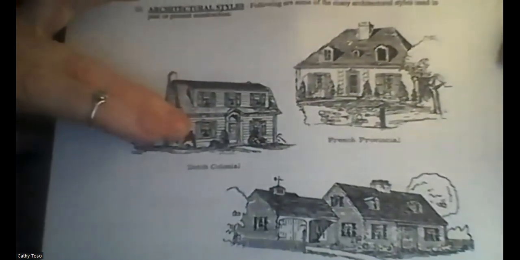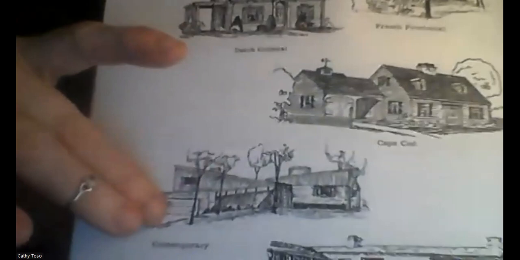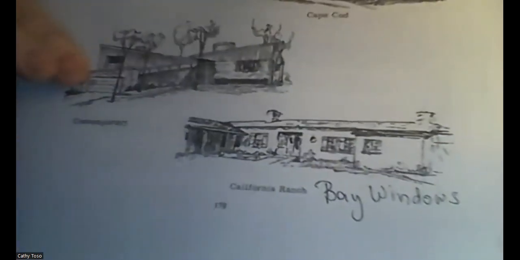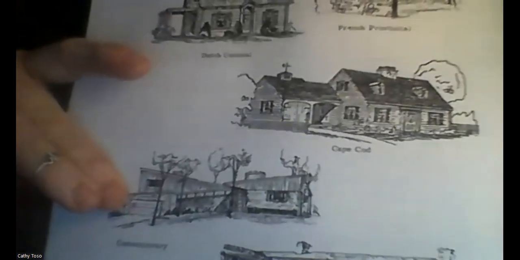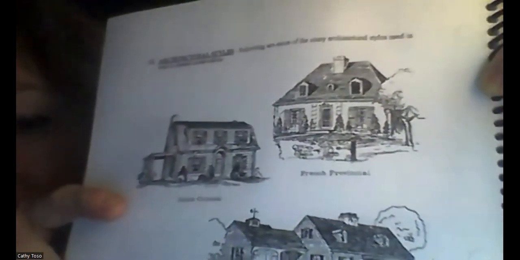Here's that one that I just went over. This is the one that looks like the Dutch Colonial. That's the Frank Lloyd Wright looking house. That's the California Ranch, Cape Cod, and a French Provincial.